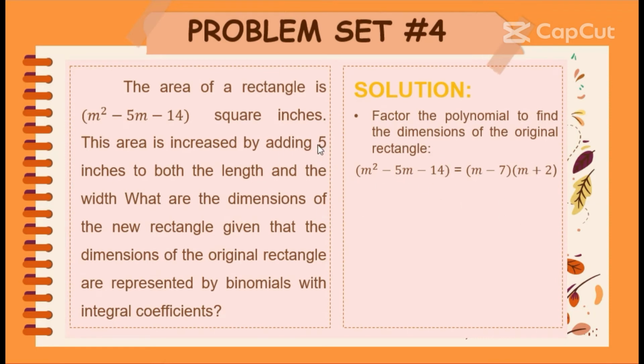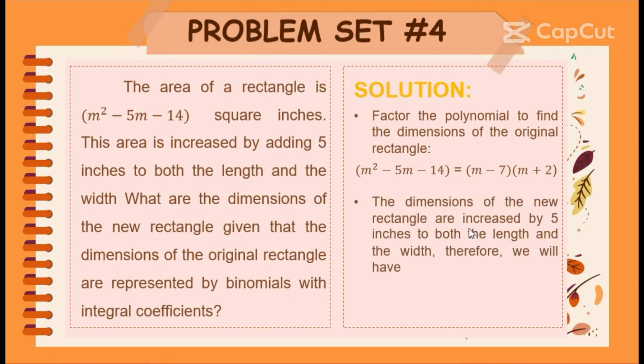Now, sabi, mag-a-add daw sa length and sa width ng 5. So, add natin. We have m minus 7 plus 5 and then m plus 2 plus 5. We have negative 7 plus 5, negative 2. 2 plus 5 is 7. So we have m minus 2 and m plus 7 as the dimensions of our new rectangle. Okay?